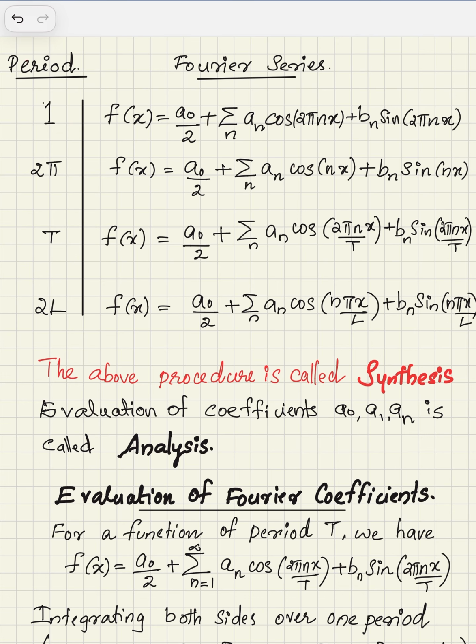If the period is 2 pi, then the Fourier series becomes a0 by 2 plus sigma n an cos nx plus bn sin nx. Okay, there won't be this 2 pi. If the period is T, it becomes a0 by 2 plus sigma n an cos 2 pi nx by T plus bn sin 2 pi nx by T. If the period is 2L, it becomes a0 by 2 plus sigma n an cos n pi x by L plus bn sin n pi x by L.